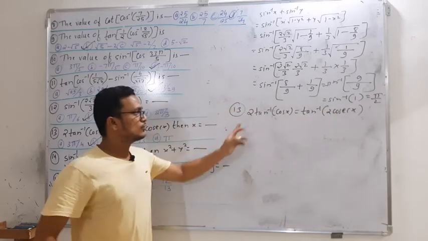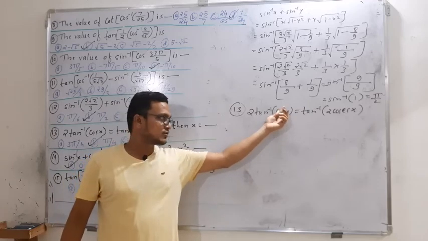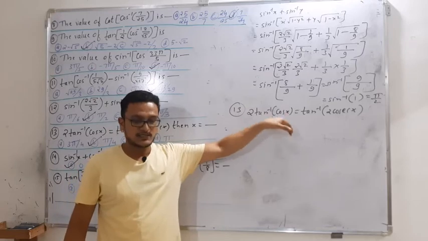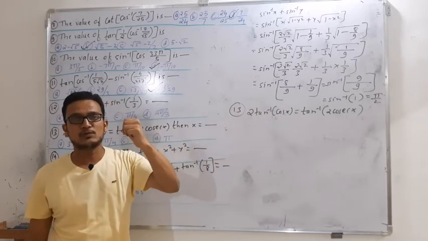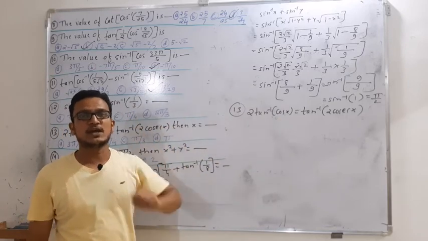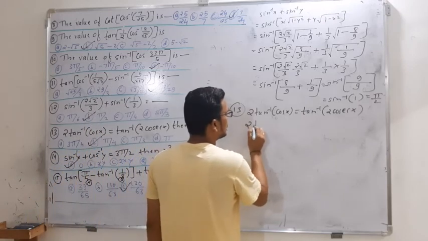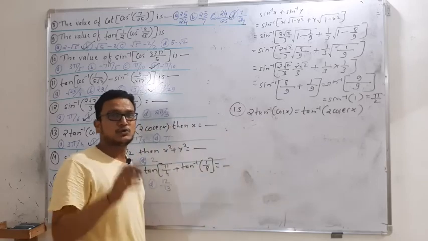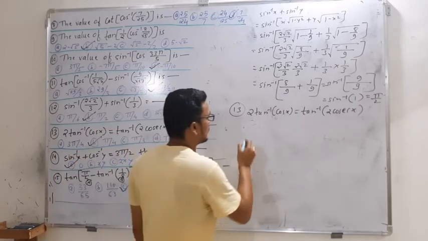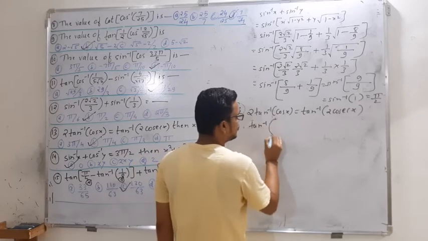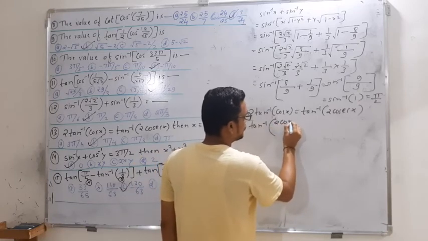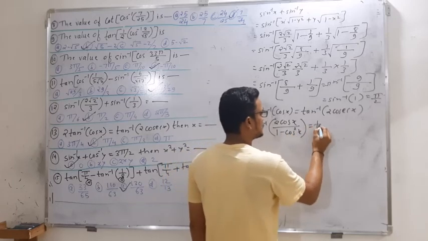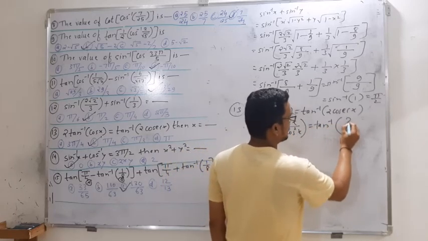So here 2 tan inverse of cos x. This cos x I will consider as x. Then what will it become? 2 tan inverse x. For 2 tan inverse x there are 3 formulas, but I want it in terms of tan inverse only. What is that formula? 2 tan inverse x is equal to tan inverse of 2x divided by 1 minus x square. So tan inverse of 2x, where x is cos x, 2 cos x divided by 1 minus cos square x, which is equal to tan inverse of 2 as it is.